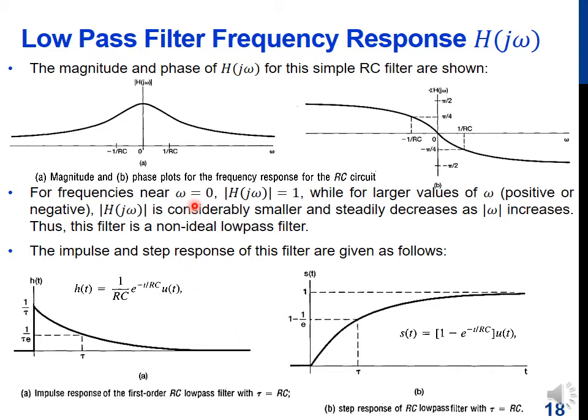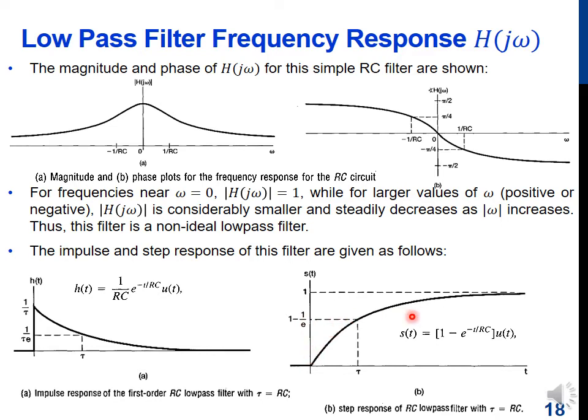Now if, for instance, we want to select very low frequencies, this means that 1 by RC must be very small. So if 1 by RC is very small and we pass very low frequencies, then you can see that the system reaches its steady state very late. What is the steady state? When we apply a unit step function as an input, we expect the output to become 1 eventually, or the output to respond in an efficient manner to the input.